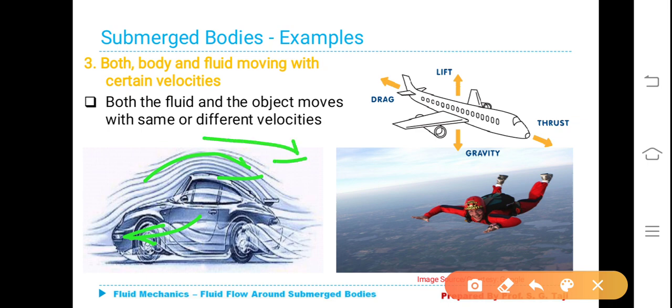Both the fluid and the object move with the same or different velocities, of course. It is not necessary that both should move with the same velocity. Who knows at what speed the wind is blowing and at what speed the aircraft is moving, right?